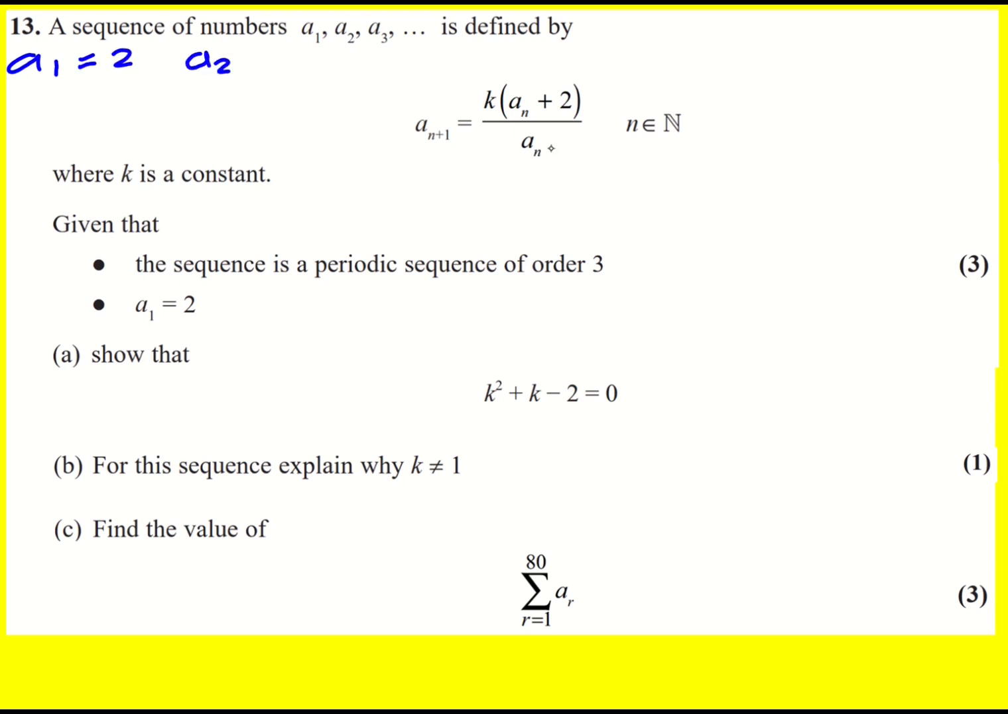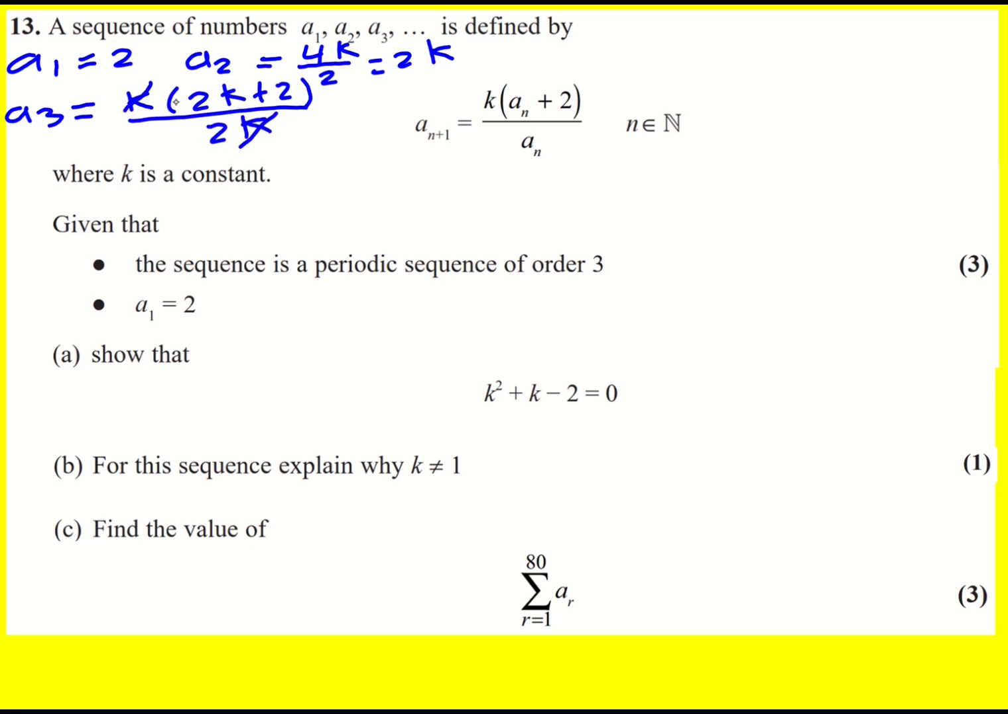Now what we can do is let n equal 1 in this formula to get A2, which is equal to K times A1 plus 2 over A1. So A2 is therefore going to be K times 4, or 4K, over 2, so 2K. And we can keep going. So A3 is then going to be, I just replace n by 2 in the formula, and I get A3 in terms of A2. K times 2K plus 2 over 2K.